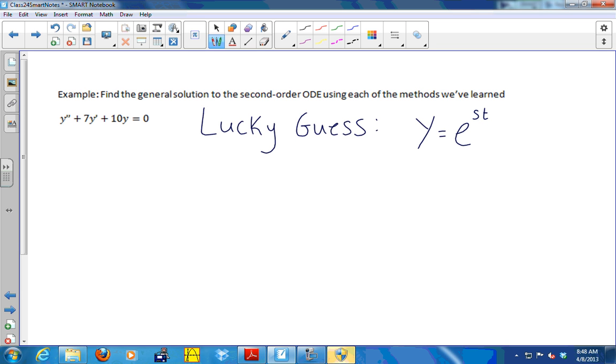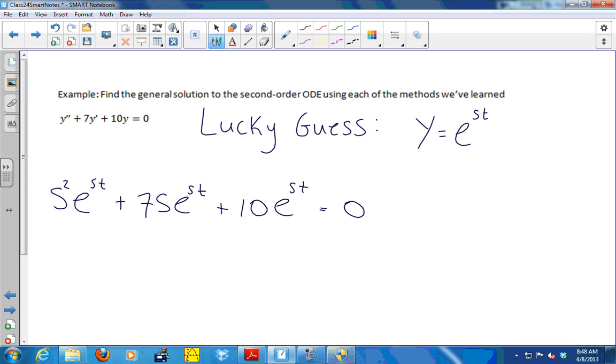That was when we were solving a first order linear non-homogeneous equation. That was a different thing. All right, so if y is e to the st, what is y double prime? s squared e to the st. And 7 times y prime, the derivative of my lucky guess y, would be s e to the st, plus 10 times y, which is e to the st, equals 0.